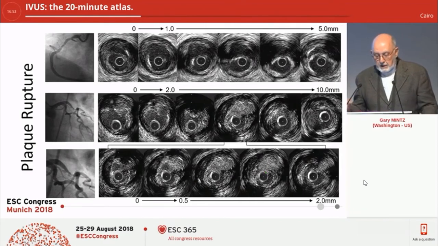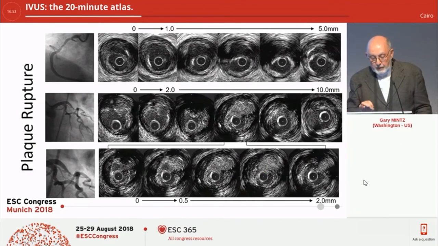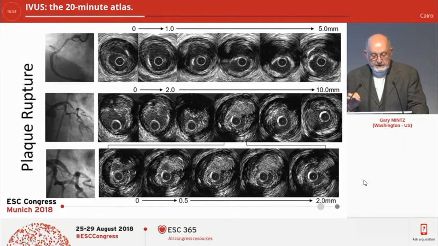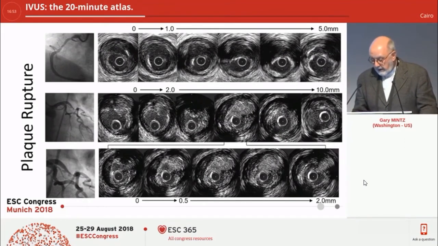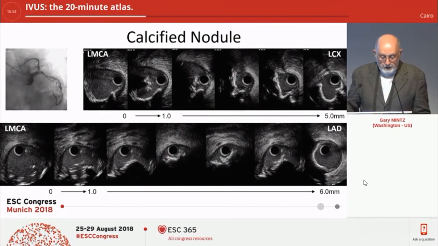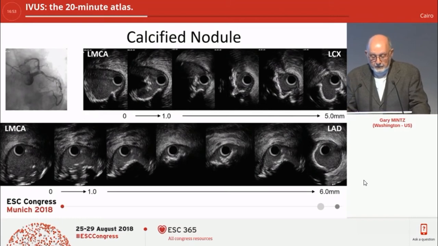Again, as I mentioned, IVUS is not the best way to identify thrombus, but sometimes it's pretty clear. And in terms of IVUS detection of plaque rupture, about 60% of ACS lesions will have plaque rupture by IVUS. The least common cause of atherosclerotic acute coronary syndrome is a calcified nodule.